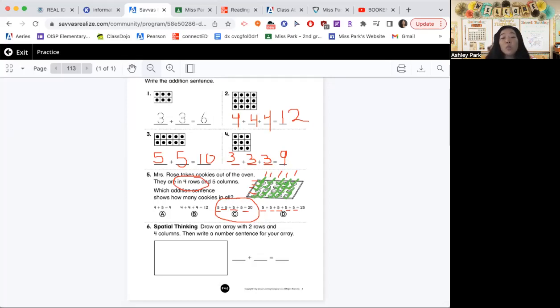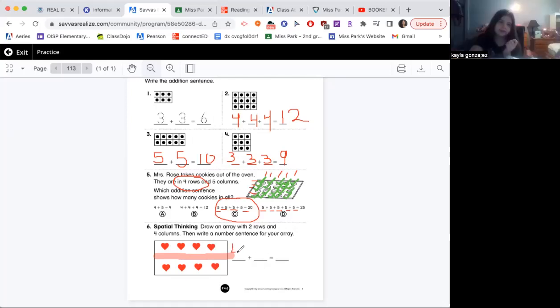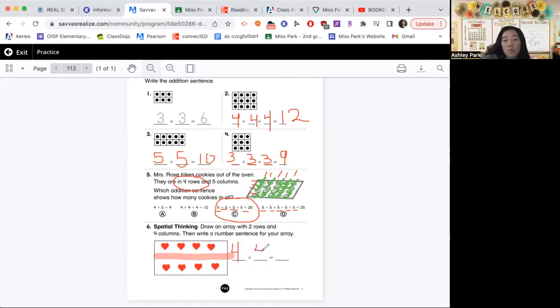Spatial thinking, draw an array with 2 rows and 4 columns. So 2 rows, I'm going to just draw this in half so I can see the rows. So this is my 2 rows. And then we want 4 columns, which means we want 4 boats. 1, 2, 3, 4. 1, 2, 3, 4. So how would we write this number sentence? 4 plus 4 is 8. Very good, Kayla. 4 plus 4 equals 8.